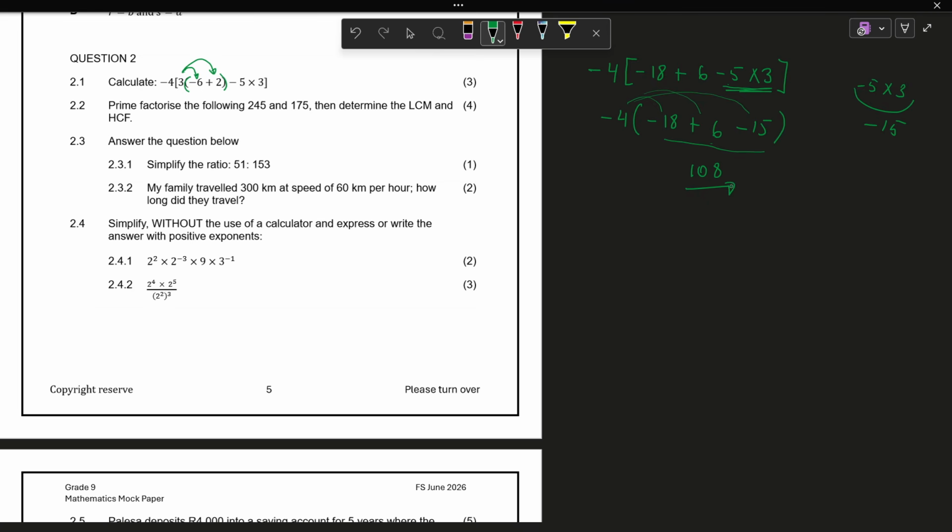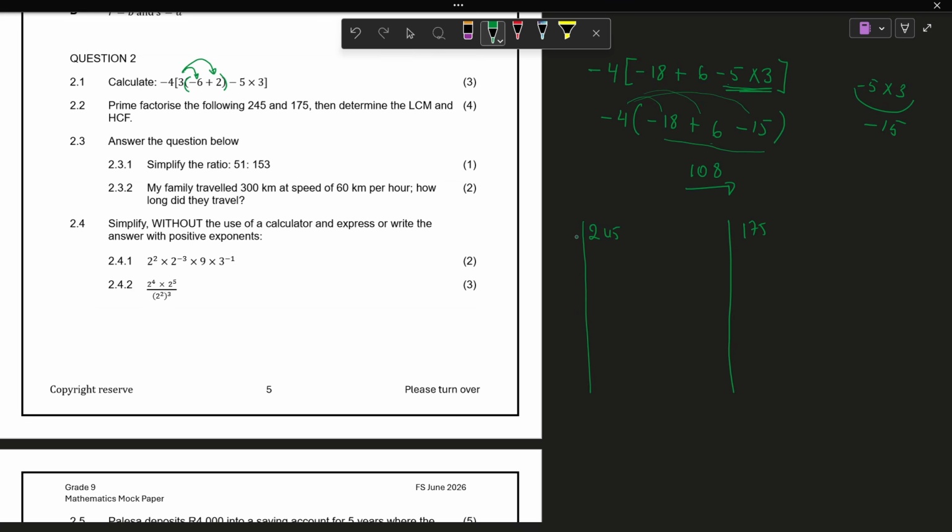Now let's move to the second question. Prime factorize the following. So we are asked to prime factorize 245. This is how we do it. 245 and 175. All right. So that we can find the lowest common multiple and the highest common factor. So we first need to factorize it.